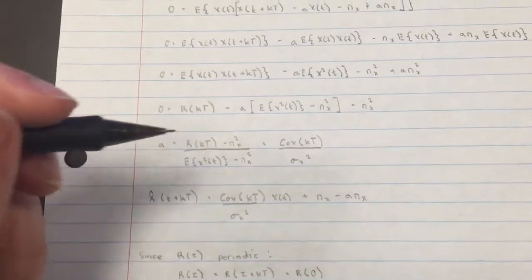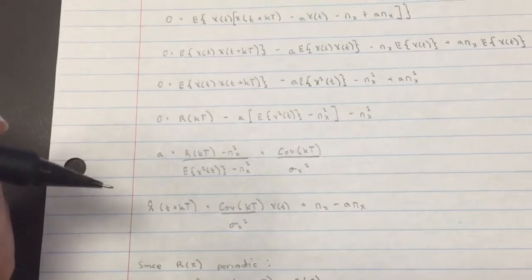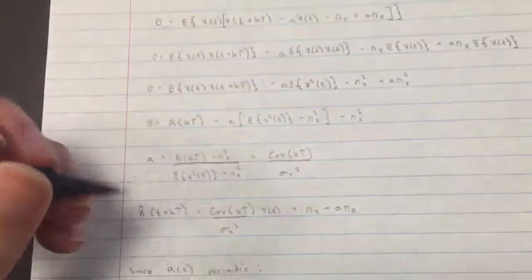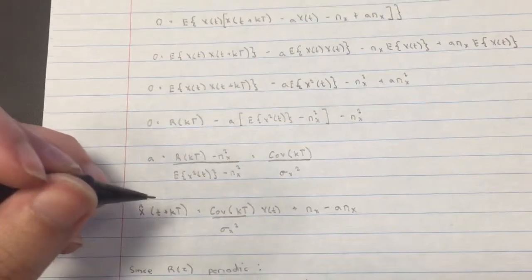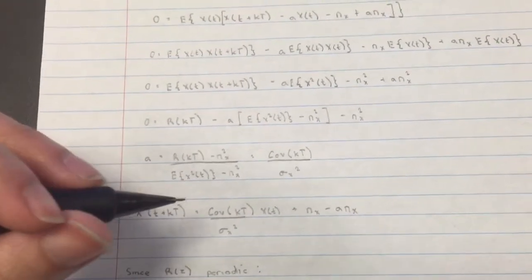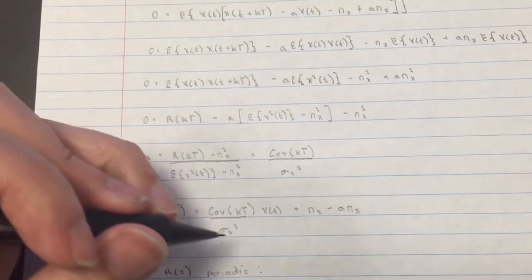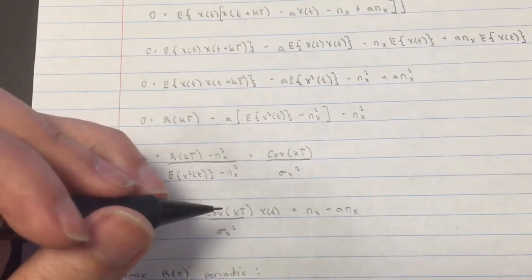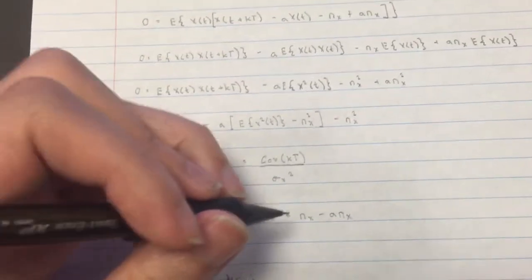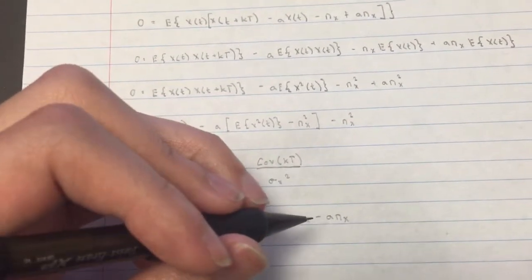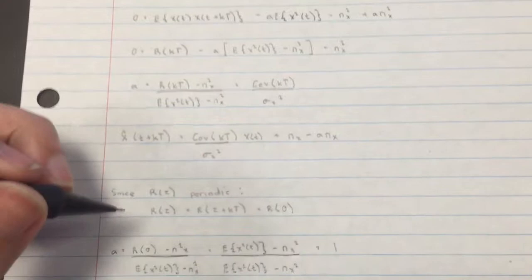And so now that we have what both a and b are equal to, we can then find out what x caret will be equal to. So x caret we know is equal to a x of t plus b. So we can substitute in a, which is the covariance of kt divided by the correlation of x squared, times x of t, plus b, which is equal to n of x minus a of n of x.